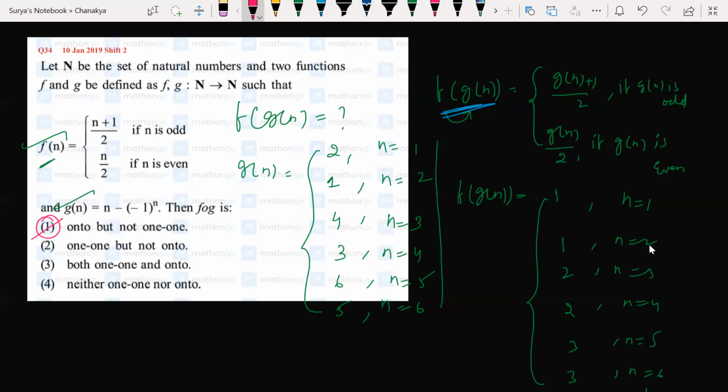Sir, why are you taking values like this? Because he has given that f and g are functions mapping from natural numbers to natural numbers. So I took only natural numbers here and substituted and checked it out. Hope you are getting it, very simple. इससे क्या बड़ी बात है? Very simple, guys.